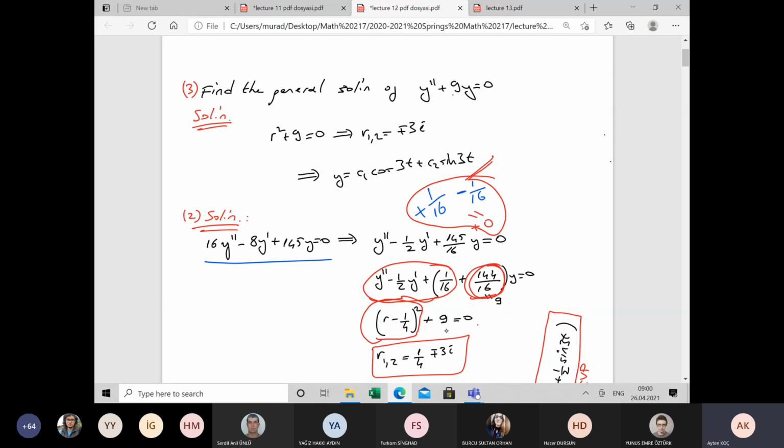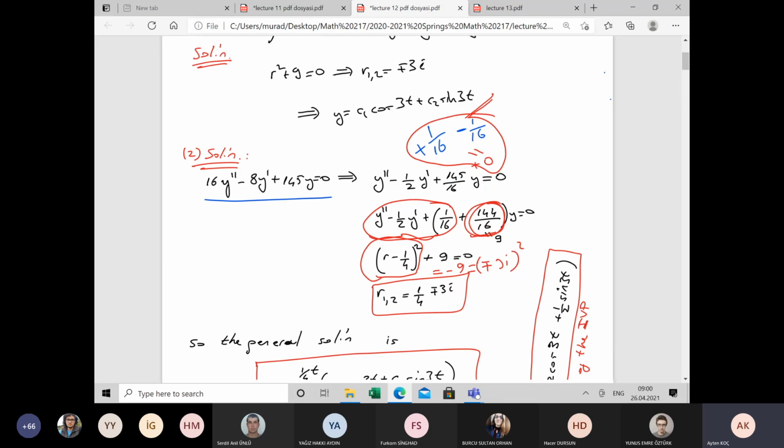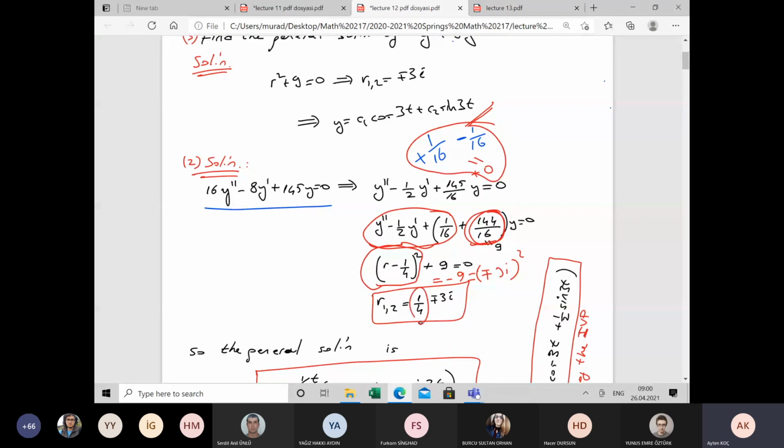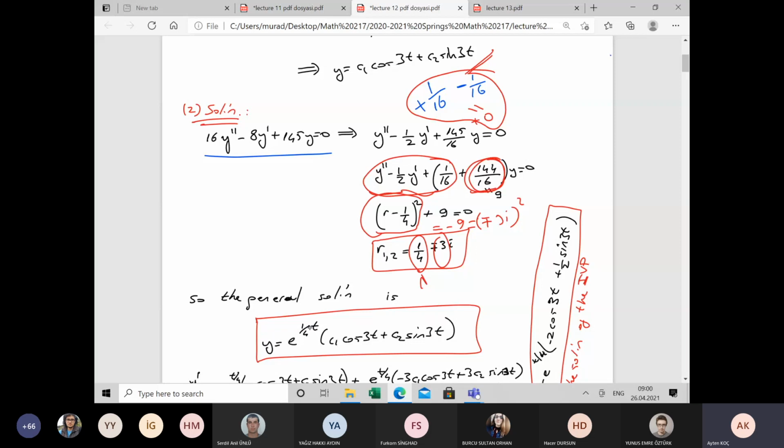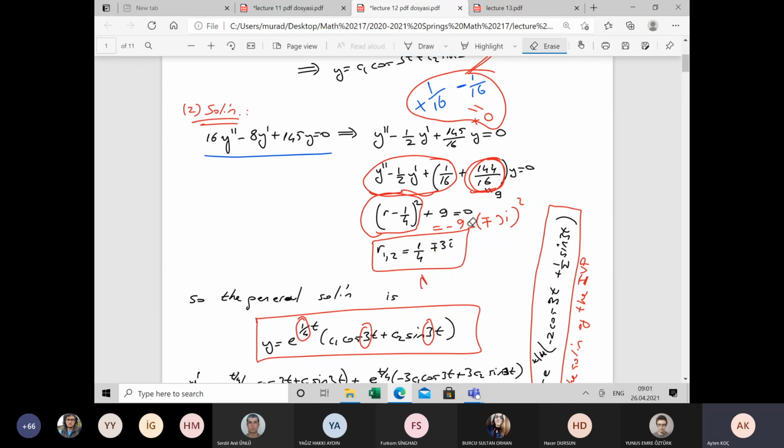9 and minus 9 is okay. So this one is plus and minus 3i squared. So we obtain r equals 1 over 4 plus and minus 3i, complex conjugates. Here lambda is 1 over 4 and mu is 3. So what's the general solution? e to the lambda t, 1 over 4, and cosine mu t and sine mu t. So this one is the general solution of our differential equation.